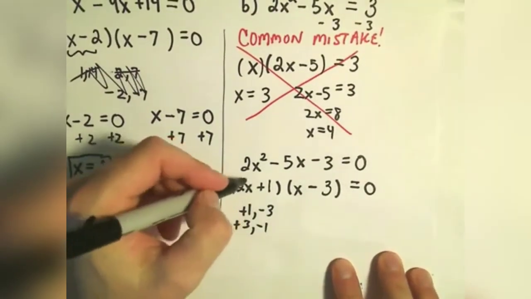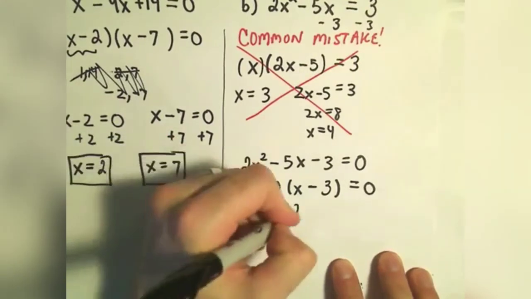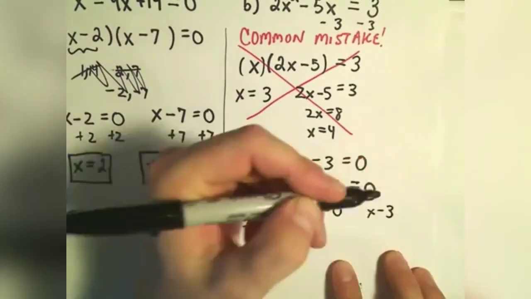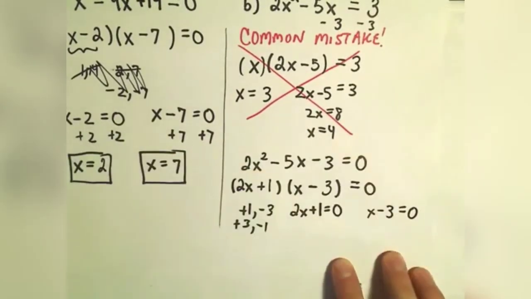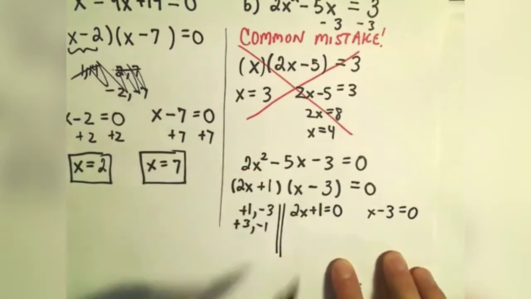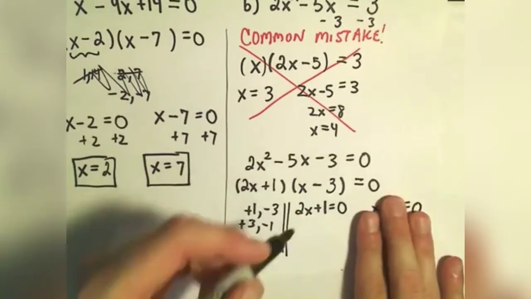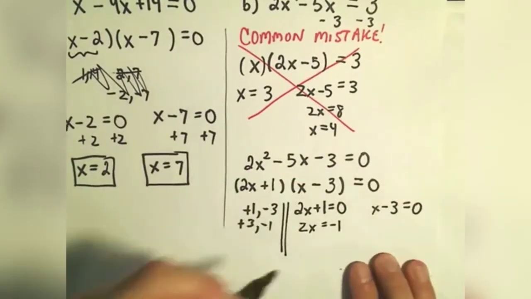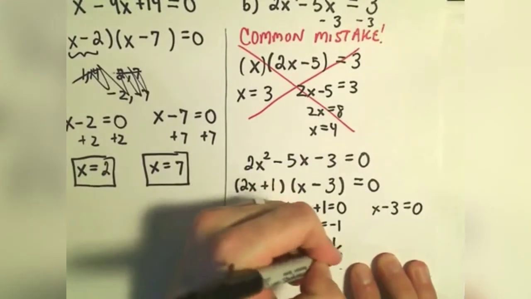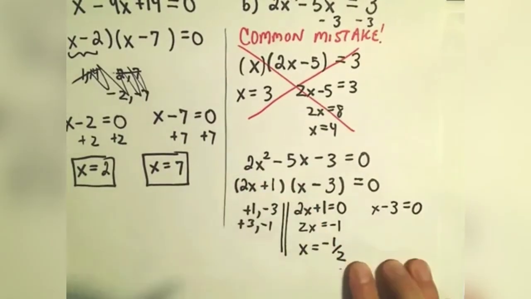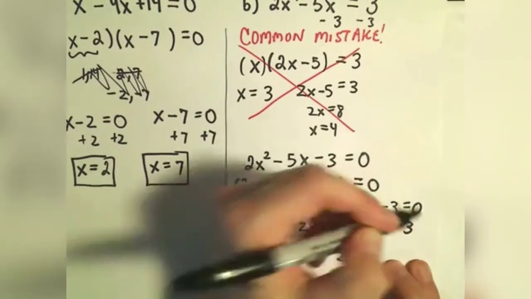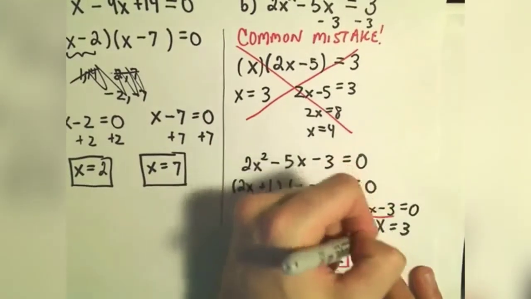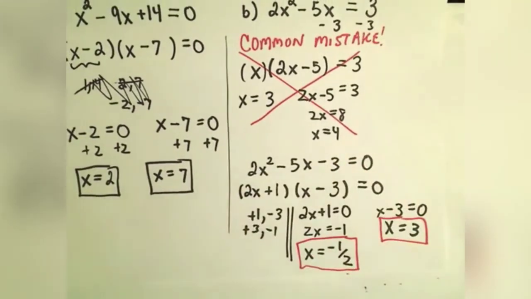So same idea: I take each little set of parentheses, set it equal to 0, and then I just solve those resulting linear equations. So I would subtract 1 from both sides on my first equation. So I would get 2x equals negative 1. And then I would divide both sides by 2, and I would get x equals negative 1/2 as one of my solutions. For the other one, I would simply add 3 and get x equals positive 3. And I've got my two solutions to that original quadratic equation.